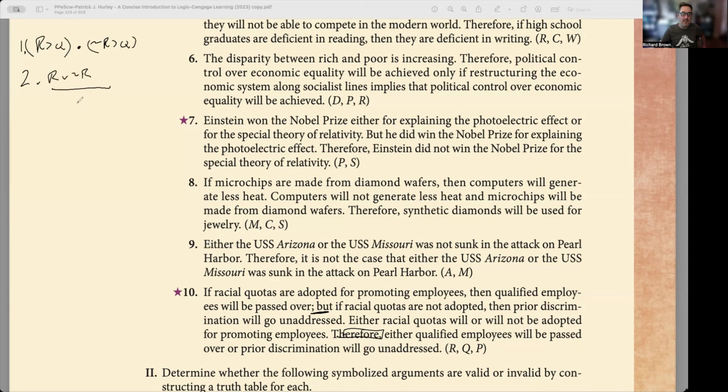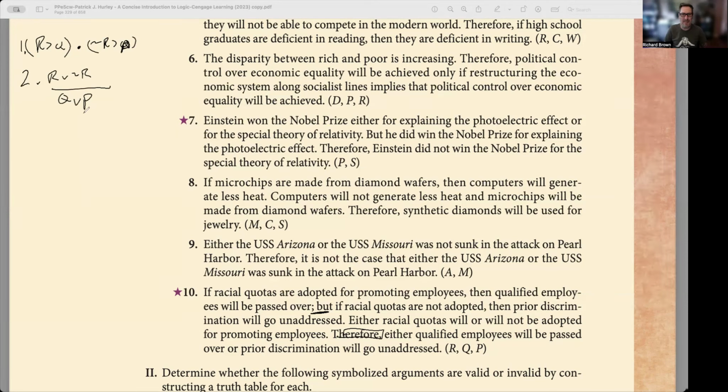And the conclusion is either Q or, oh, sorry, this is if R, then P. I wrote Q. That's a P. If not R, then prior discrimination will go unaddressed. And so the conclusion is Q or P. This is a very well-known form of argument called constructive dilemma, which we'll talk about later in the semester.